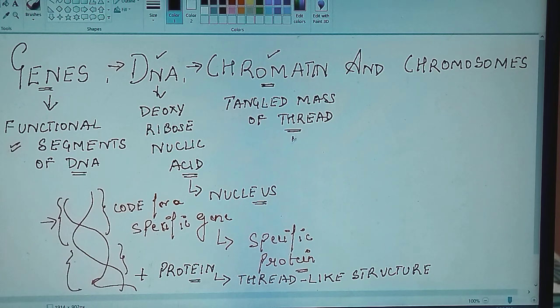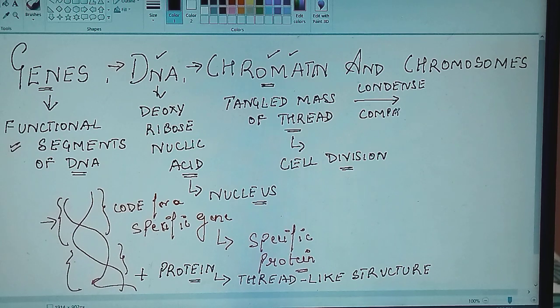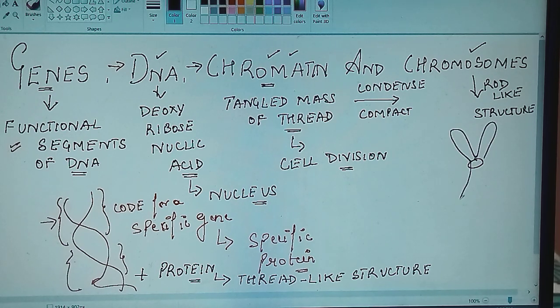Now imagine this particular cell has to undergo cell division. Okay, now the cell has to undergo cell division. Now what will happen? This chromatin will further condense itself and get compact to form a rod-like structure, which is called the chromosome. So your chromosomes look something like this. Okay, so the chromosome looks like a rod-like structure. So this rod-like structure is produced after the condensation of chromatin at the time of cell division.